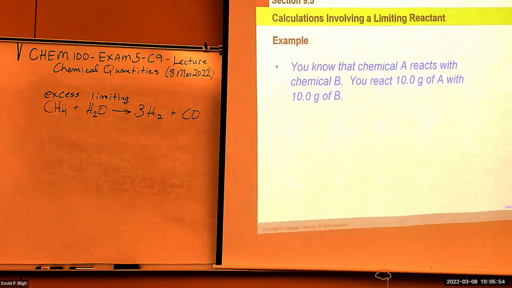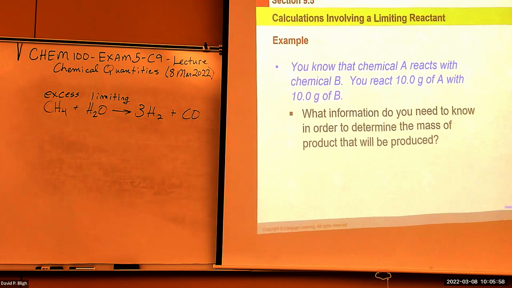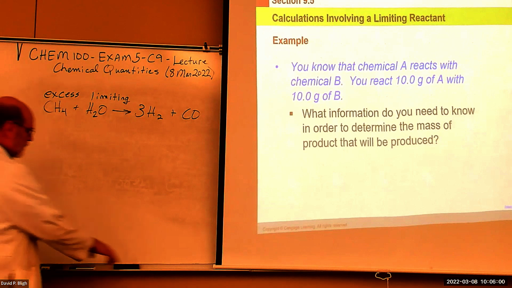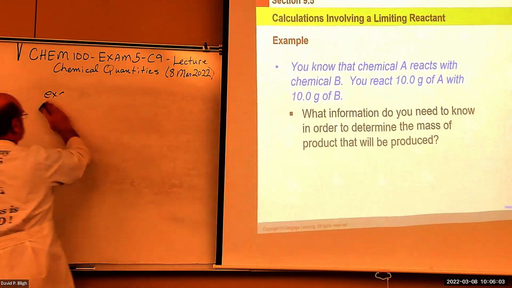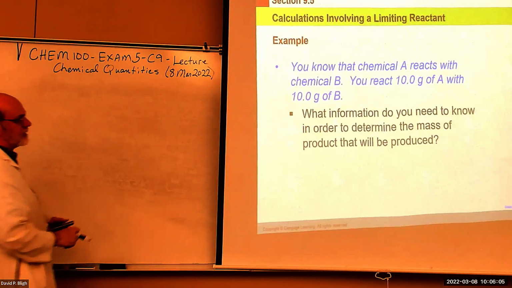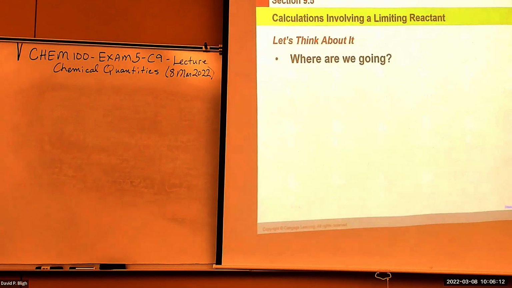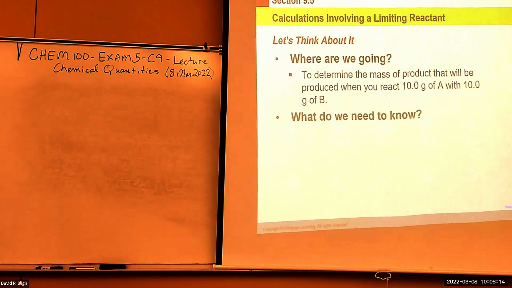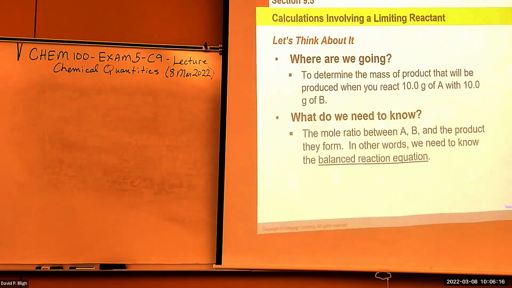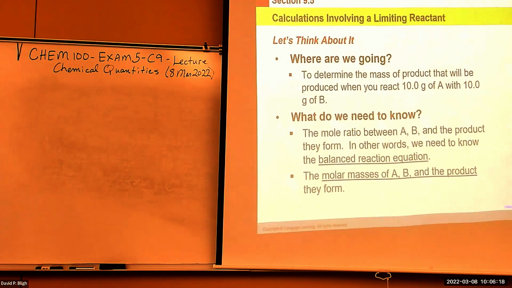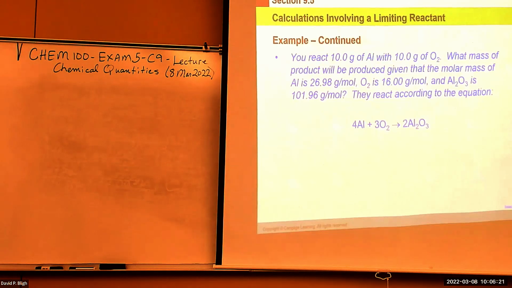Oh, not A's and B's. All right, well, we'll do that. So we have a chemical A reacts with chemical B. What's the formula? We need a balanced equation. Okay. Is he going to give us one? No. So we can skip it. Let's go to a real one.